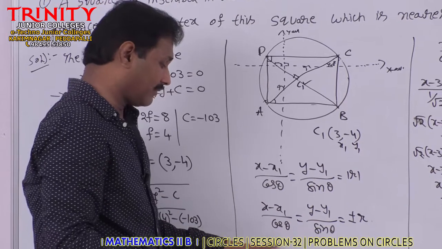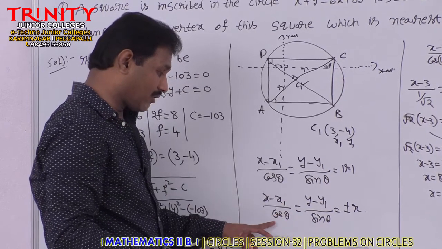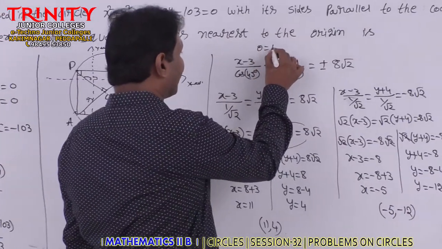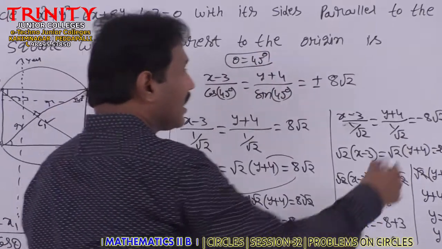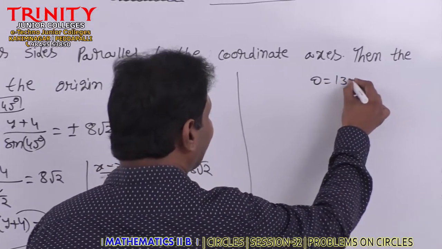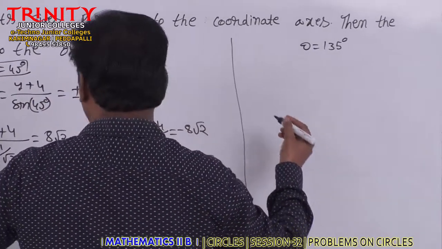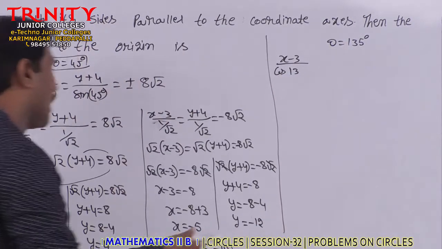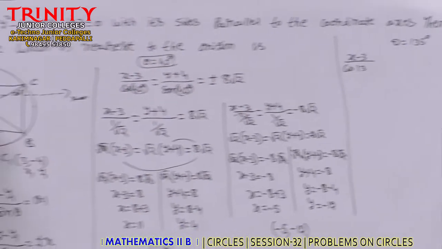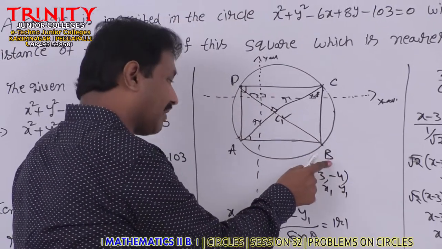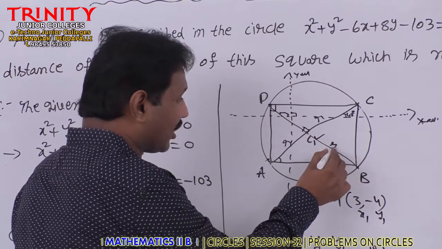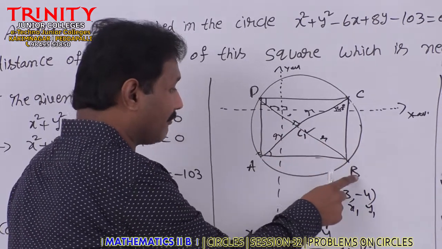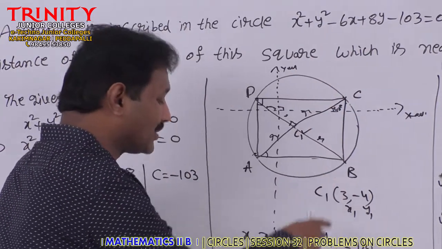By using the symmetric form, (x minus x1) by cos theta equal to (y minus y1) by sin theta equal to plus or minus r. Here theta equals 45 degrees is the first case we found, and the other is theta equals 135 degrees. Using the formula with cos 135 degrees, because the center is known and one of the points and BD is known, we find vertex B and vertex D. If for any line one point is known and the distance is known, we find another point on that line by using the symmetric form.